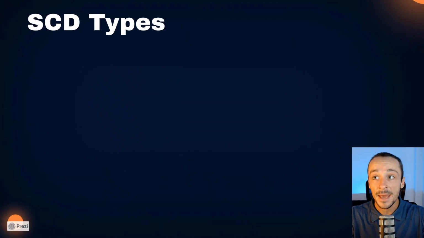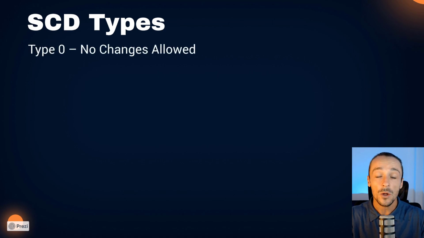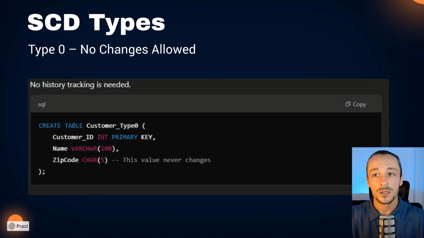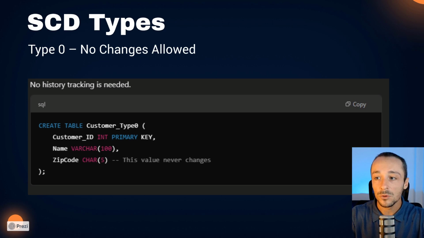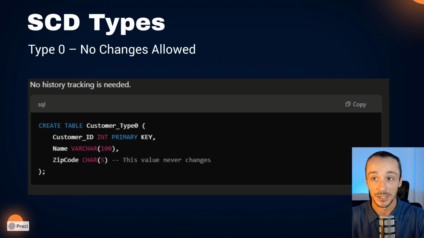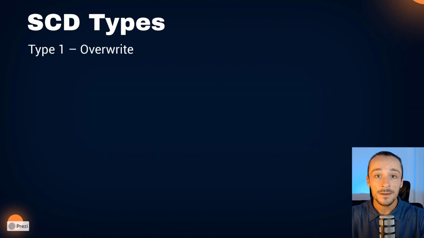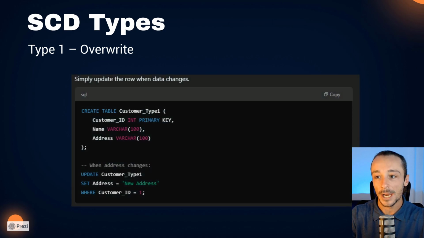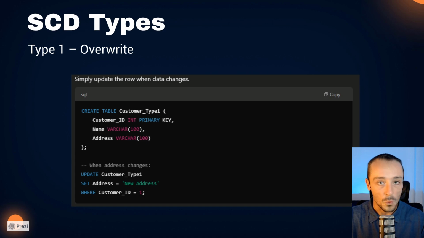Here is the meat and potatoes. What are the SCD types commonly used? Well, we have type 0, not really a type, but we have to include it, where no changes are allowed. So here is a simple SQL Server example of a table, and we can see zip code is preferred not to change. Then we move on to type 1, and type 1 is a simple overwrite where we have a customer table and then we can purely update for whatever reason and there's no tracking there.